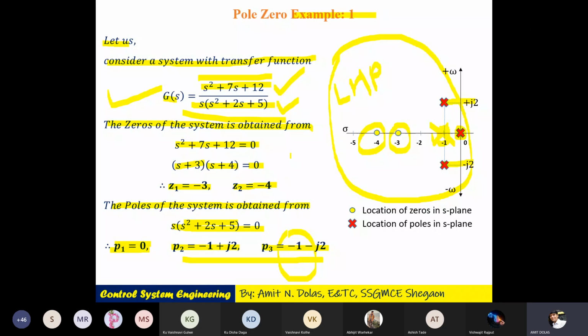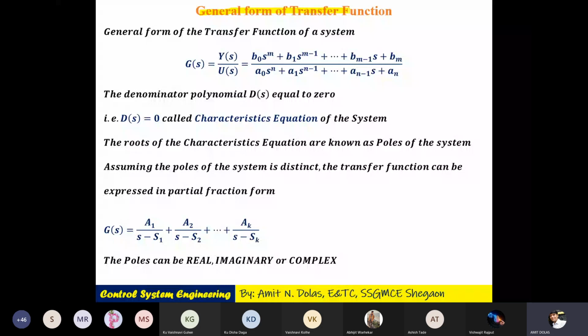Then the general form of the transfer function. The general form of the transfer function of the system is like this: G(s) is equal to output Y(s) upon input U(s). So this is the polynomial form. Here we have already seen it, I will not read that. The denominator polynomial D(s) equal to 0: if we equate this denominator to 0, that is called the characteristic equation of the system, which you know again. The roots of the characteristic equation are known as poles.